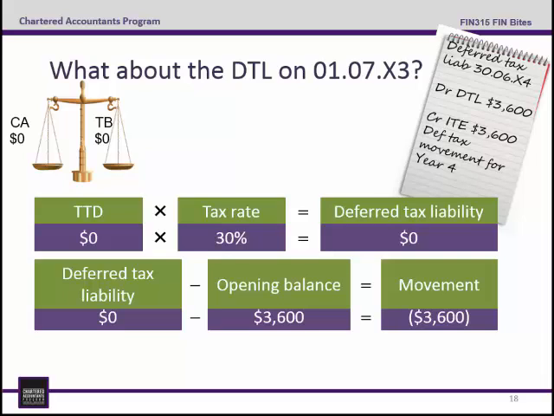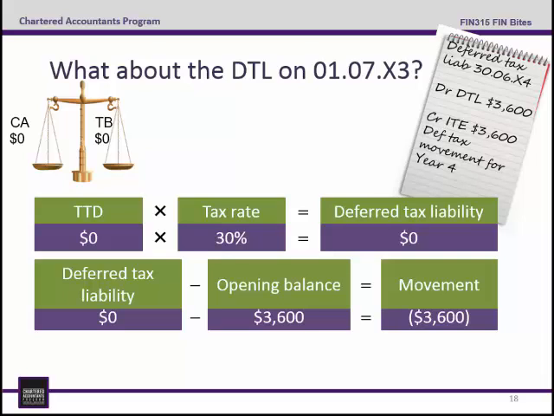The asset's gone, the machine has gone. So therefore our temporary difference and deferred tax liability has gone. And that's what this journal entry is doing. It's clearing out that deferred tax liability balance.